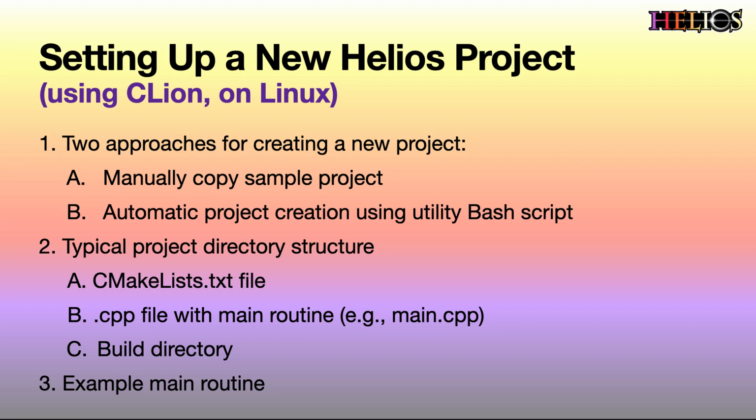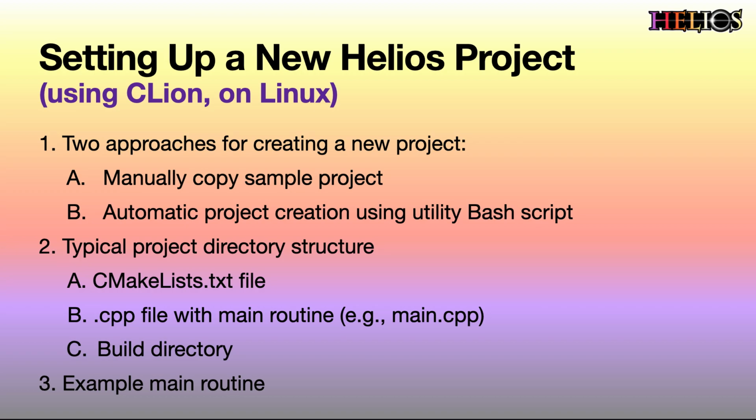I'll also show you a bash utility script that is included with Helios that makes setting up new projects very quick and easy. Once we've created our new project, I'll take you through the typical project directory structure and what it contains. This includes a CMakeLists.txt file that tells the compiler how to set up and compile the project. Then usually we have a CPP file that contains our main routine. Usually we call this main.cpp, but it could be called anything.